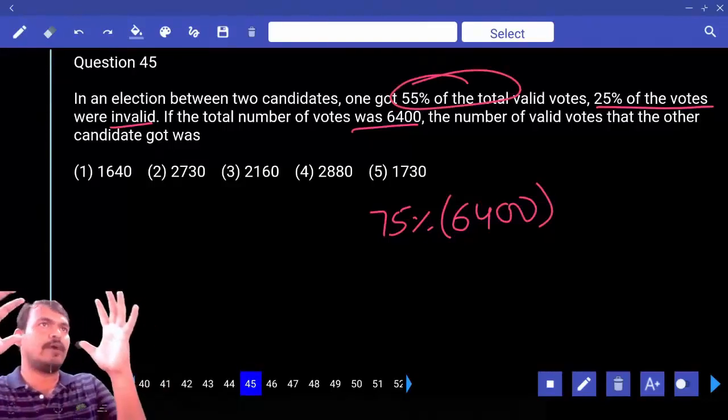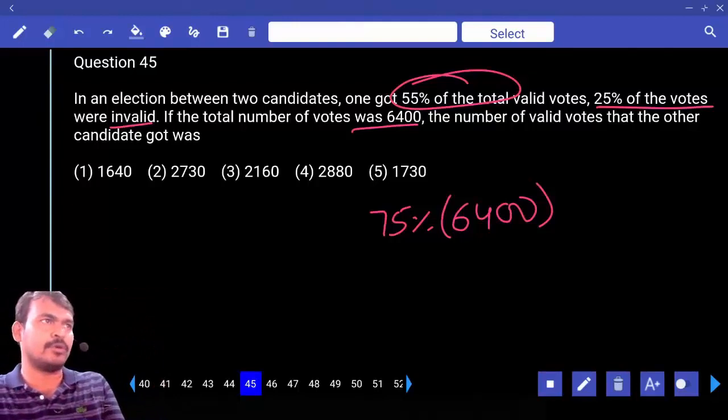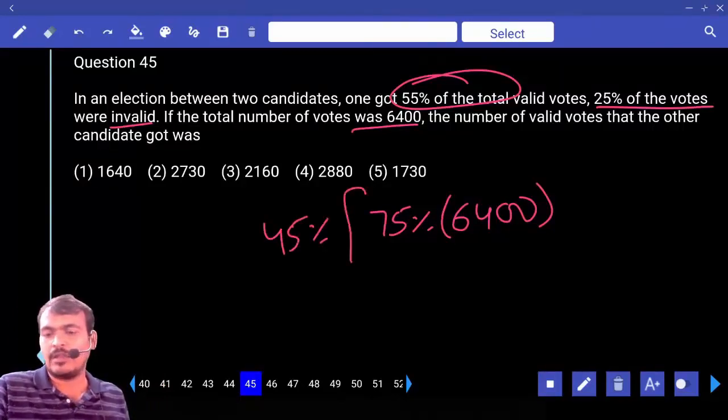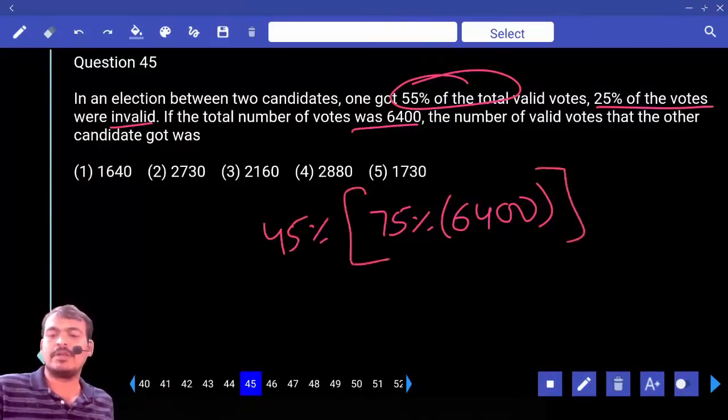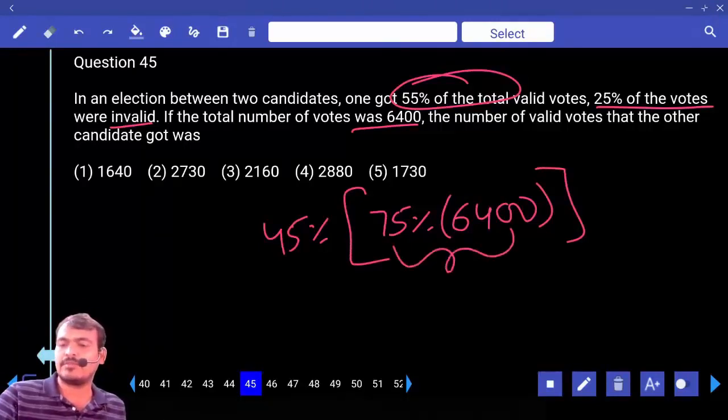In that, one candidate is getting how much percent? 55%. Suppose valid votes are taken as 100%. In that, one candidate is getting 55%, which means the other one is getting 45% or not? Means 45% of which value do we need? 75% of 6400 or not? What is 75% of 6400? 4800 or not?